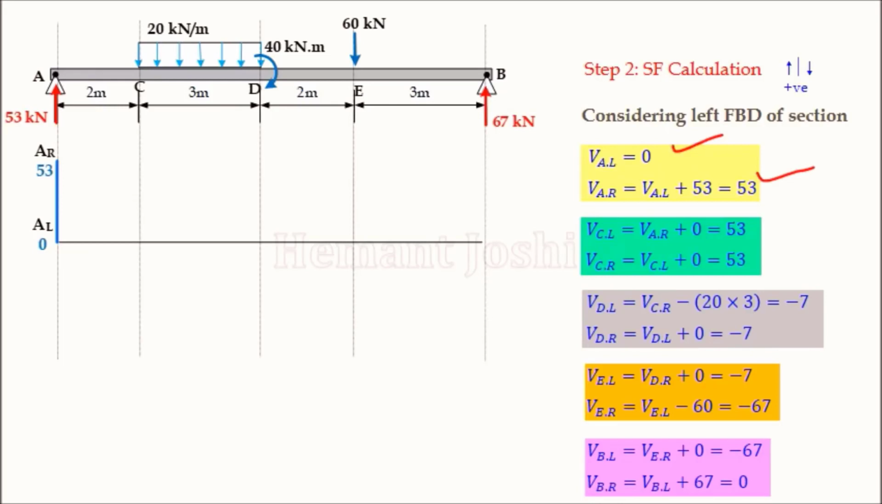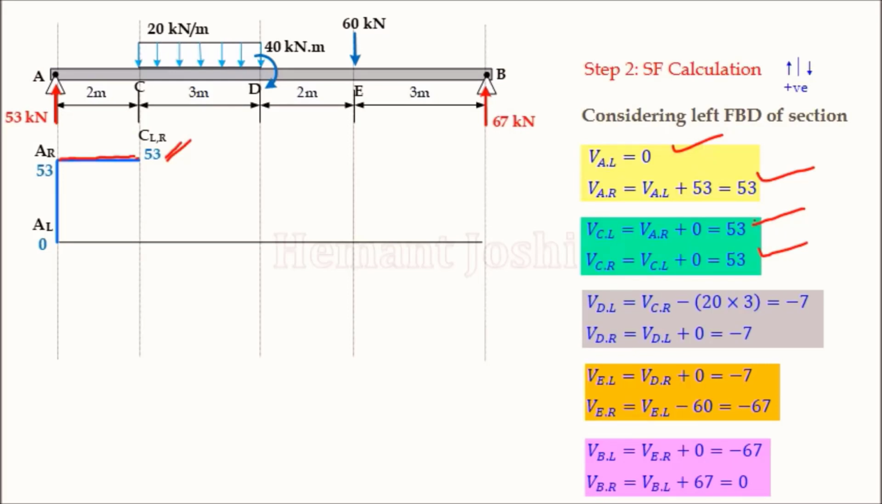Now next point is C left. So C left is plotted here. So this is my C left. It is plus 53. So it is plotted here. And these 2 points are joined. Then C right. It has same value. So C left and C right are same. So there is no change at all here.